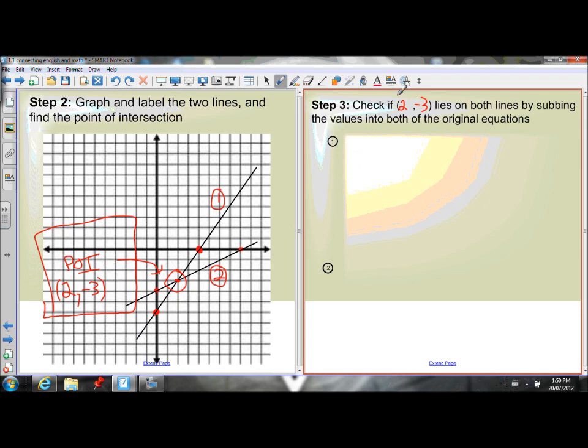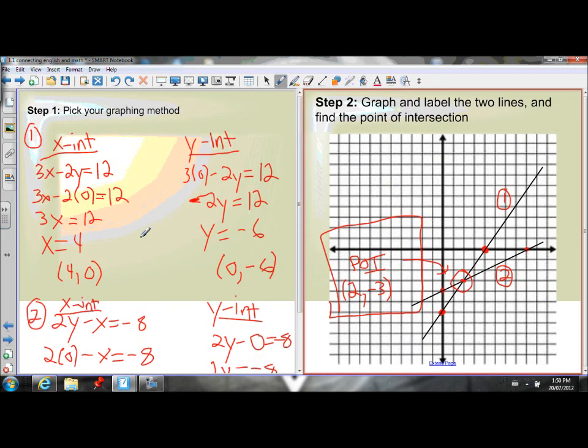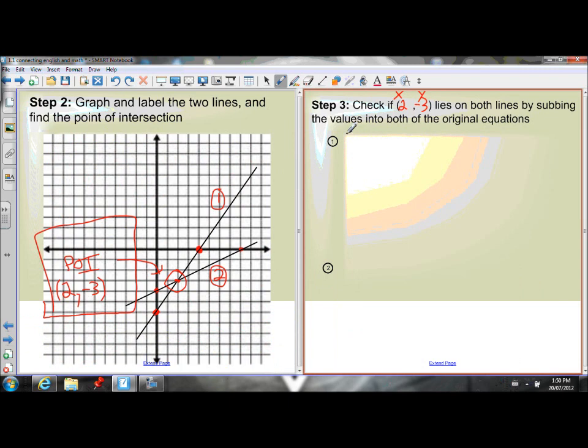So make sure 2, negative 3 lies on both of the lines. Remember, every coordinate is an x, y coordinate. Okay, so let's get the equations of our lines again. First one is 3x minus 2y equals 12. So just plug in 2 for x, negative 3 for y.